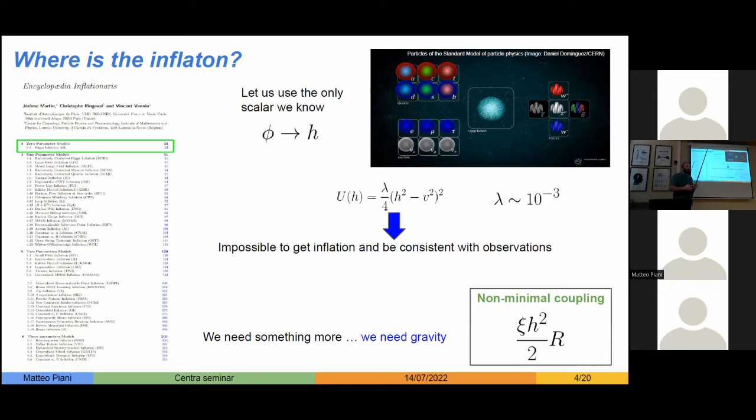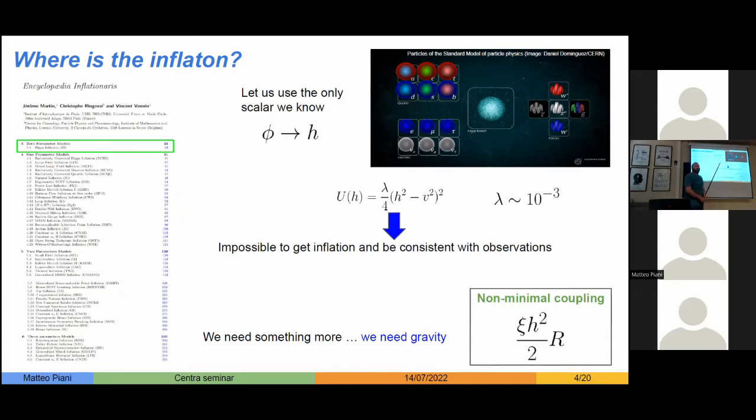So the way of reasoning is very simple. We are looking for a scalar in order to have inflation. We look at the standard model, that is all the particle content that we know, and we have only one. So the choice in this case is relatively simple. Let's try to use the one we know, and let's try to see if we can have inflation. So what I was calling phi now becomes h, because it's the Higgs, and this is the standard model potential, a classical symmetry breaking scenario. And for the self-coupling of the Higgs, we take the parameter by using the renormalization running at the inflationary scales, and we get something of order 10 to the minus 3.